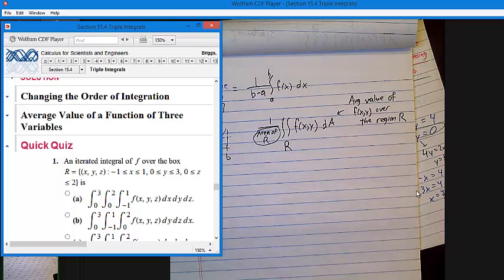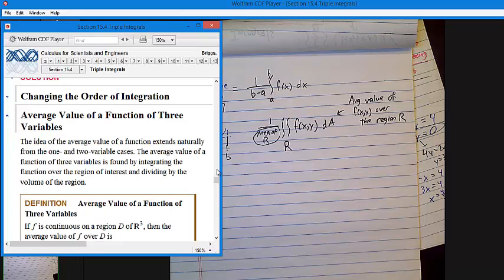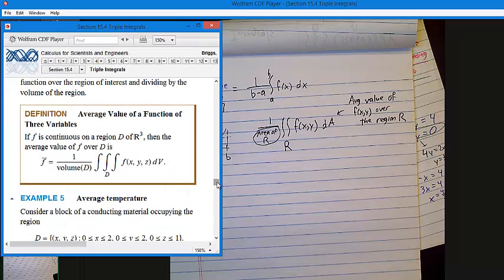Okay. Well, once you have that, it's probably not going to surprise you when I show you the formula for the triple integral. Ta-da! How's that look? Yeah? They do an example.